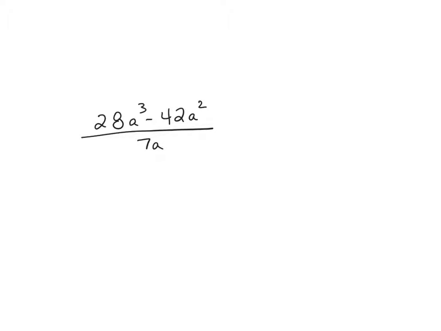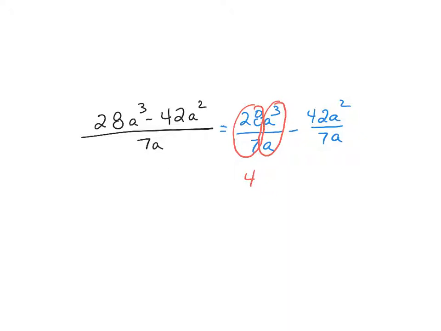Here's another example. I'm going to go through and do it both ways again. So if I'm going to do it that first way that I talked about, I would rewrite this as 28a to the 3rd over 7a, subtract 42a squared over 7a. Doing that, I'm going to divide 28 divided by 7, which gives me 4. a to the 3rd divided by a gives me a squared. Subtract 42 divided by 7 gives me 6. a squared divided by a gives me a, which is the final answer to that problem.